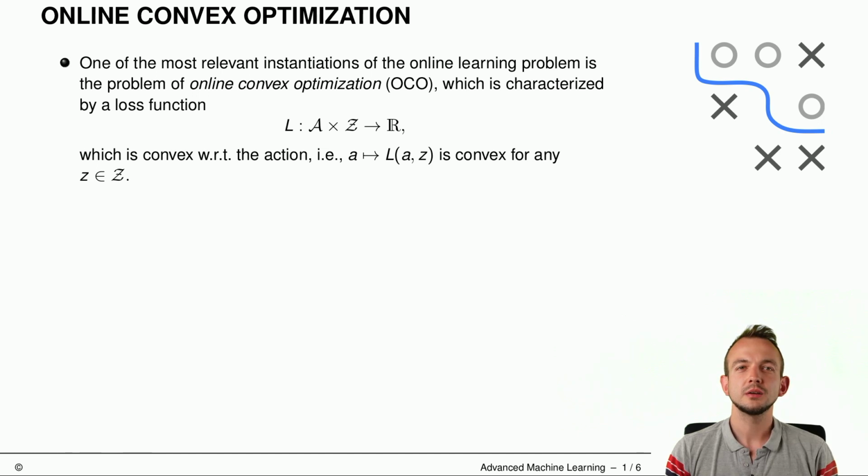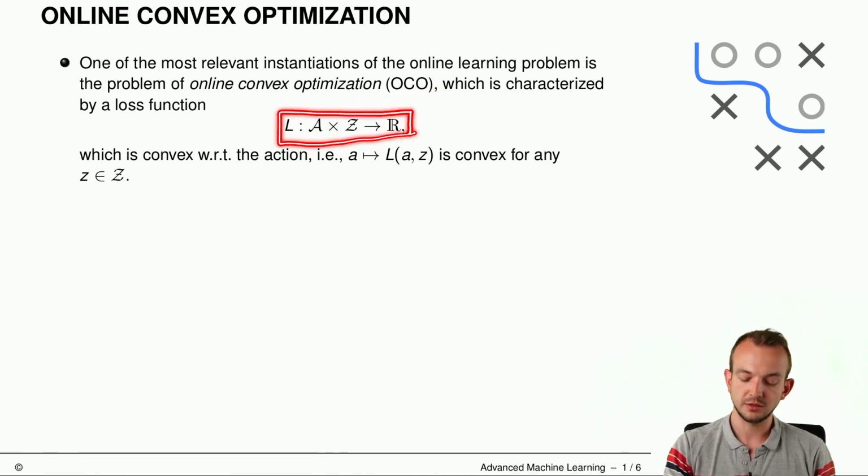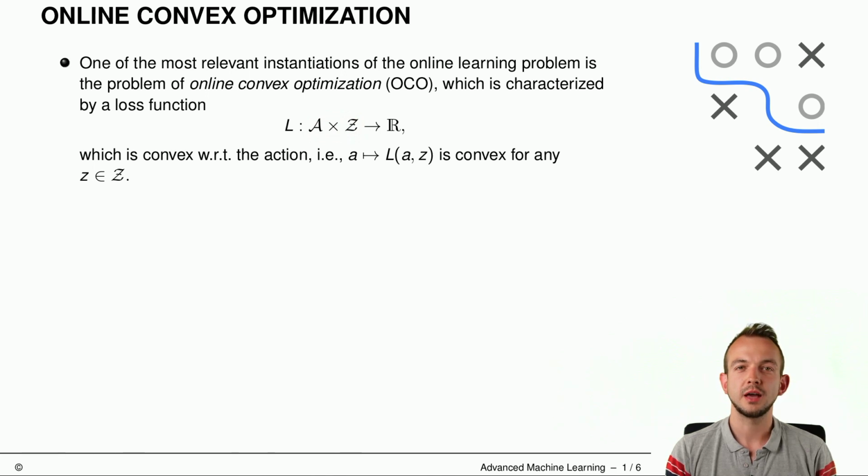So what is online linear optimization and online quadratic optimization about? Or how are they characterized? Well, they are characterized by the loss function. And we can derive a broader class of loss functions, namely the loss functions which are convex. And this gives rise to the online convex optimization problem, where simply the assumption is that the loss function with which we are dealing, which maps a pair of action and environmental data point to some real-valued number, is convex with respect to the action component.